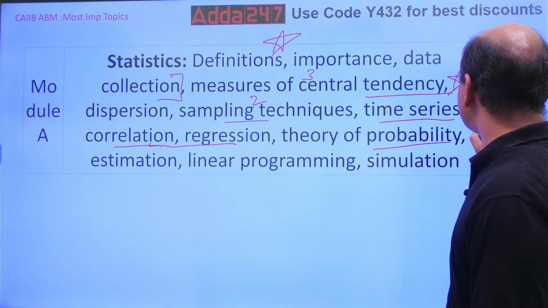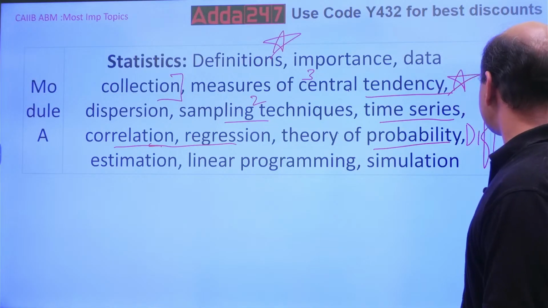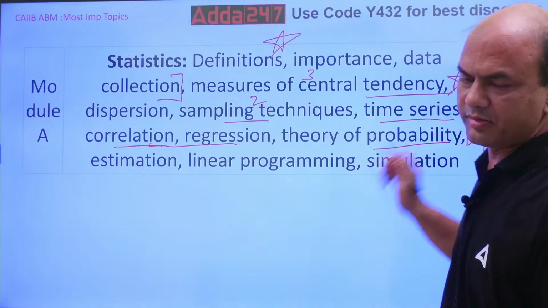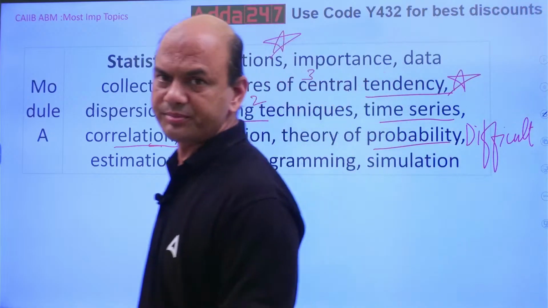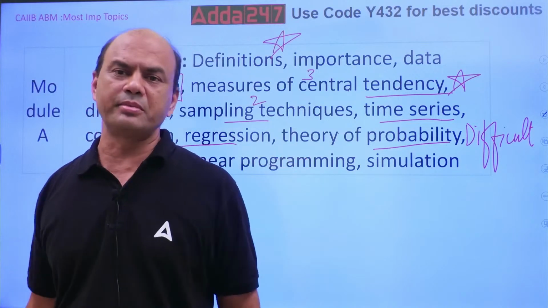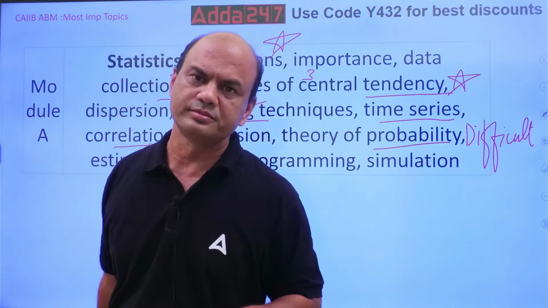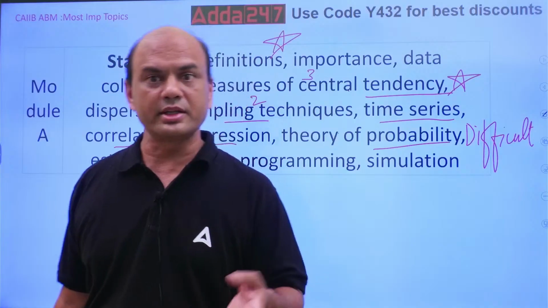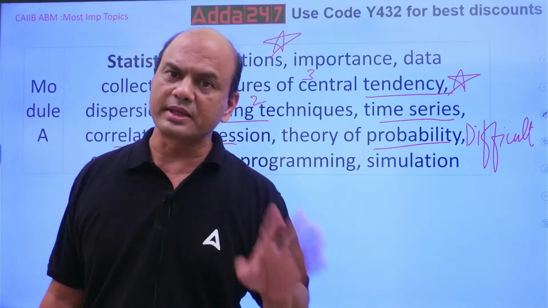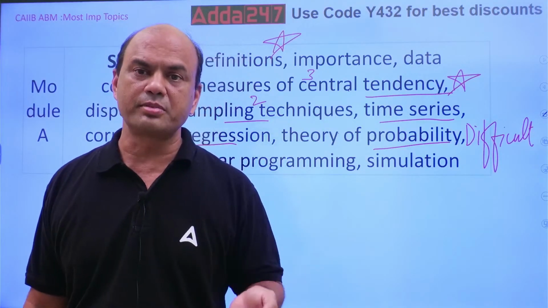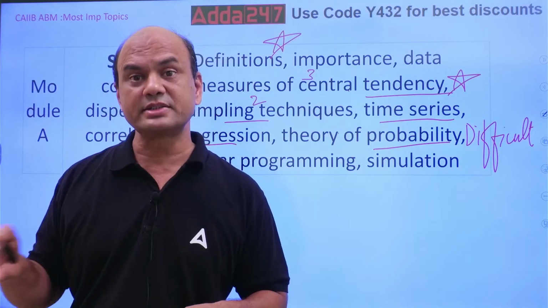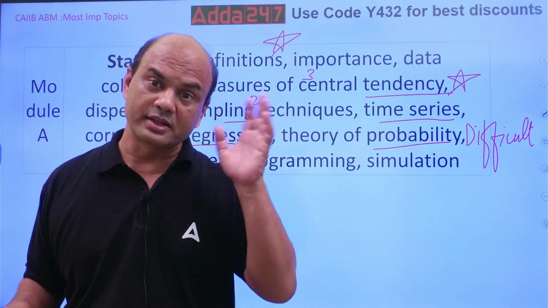Probability, the most difficult. Students start crying on hearing probability. It's the most difficult chapter. Why? Because so much is included in probability that students get confused. Even the teacher gets confused many times. Various types of probabilities are there: your Bernoulli probability, your binomial, your Poisson. These are just three, plus others are there.